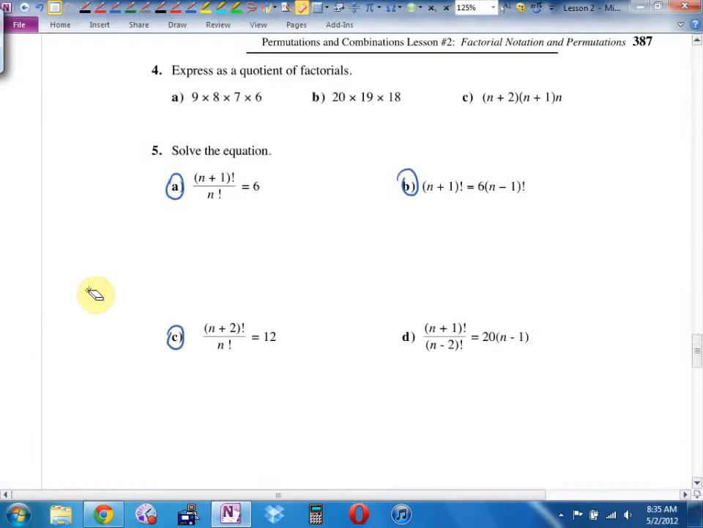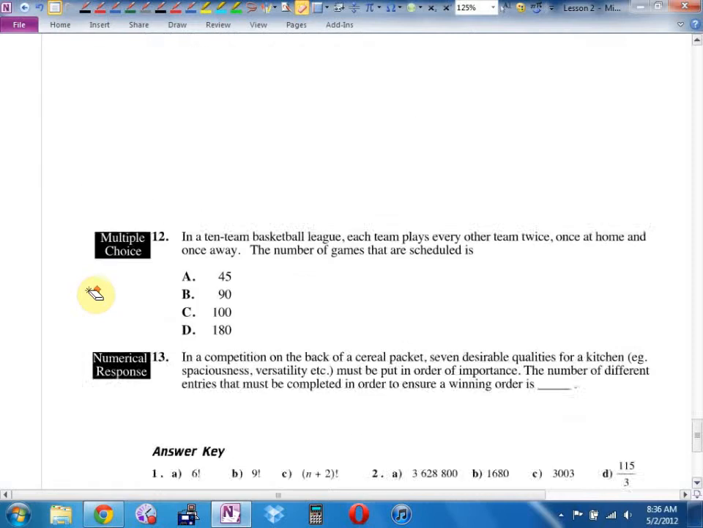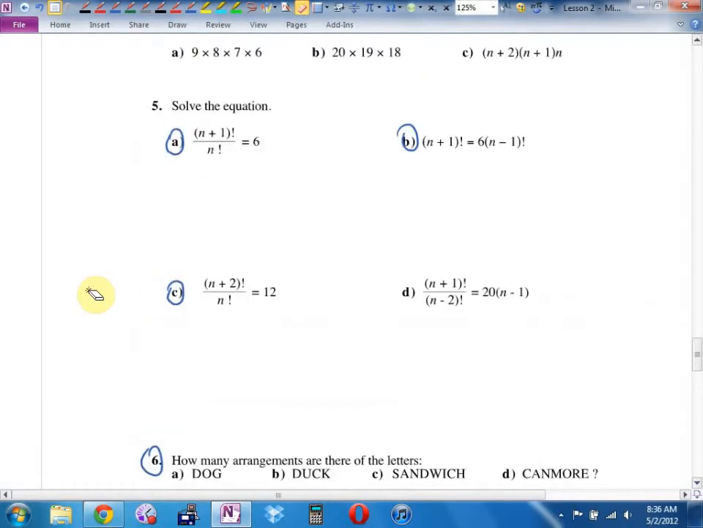So let me be very clear. On the written section of your test, you're going to have something like number 5, I guess number 5 for now. So make sure you can solve a factorial equation. I guess you all can. Cool. I hope. Or ask me another day. Yes? Did you try it? I would love to do it.